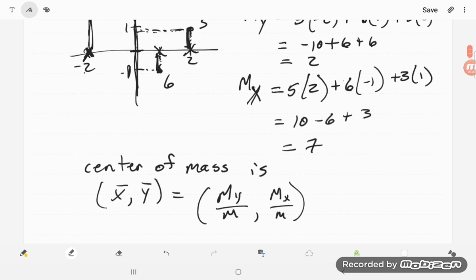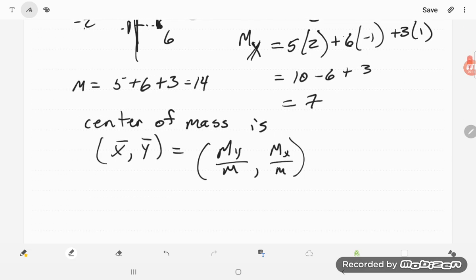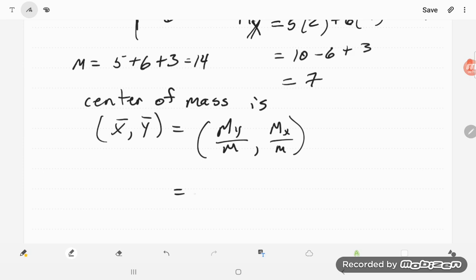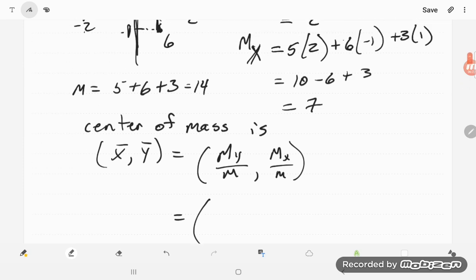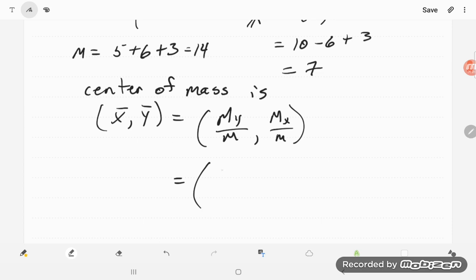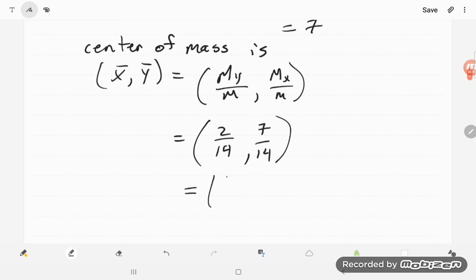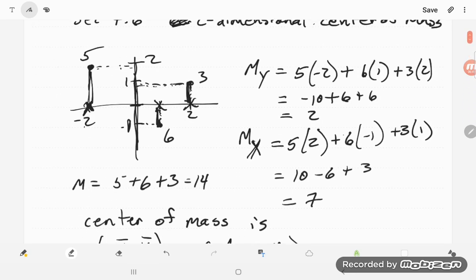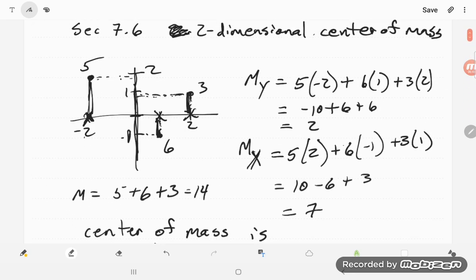And we hadn't calculated m, so let me toss in m. We had a mass of 5, a mass of 6, and a mass of 3, so that's 14. And so we get, for our center of mass, m sub y was 2, so we get 2 over 14, and m sub x was 7 over 14. And so this is 1/7 and 1/2. Now going back up here, 1/7 and 1/2.